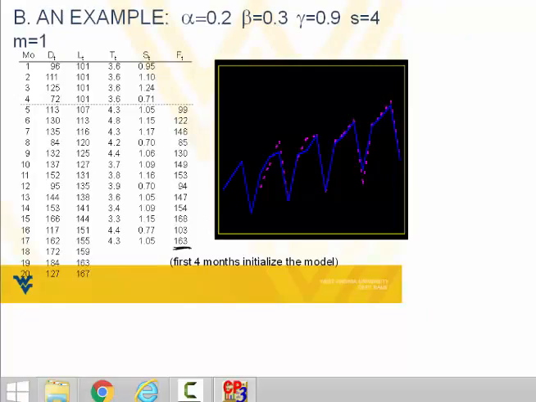The question is, which period's level should I use? I know my m is equal to 1 and s is equal to 4. Since m is equal to 1, I'm just going to ignore it. Which period's trend should I use? And which period's seasonal index should I use?